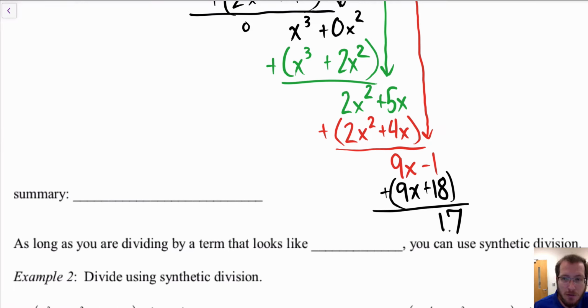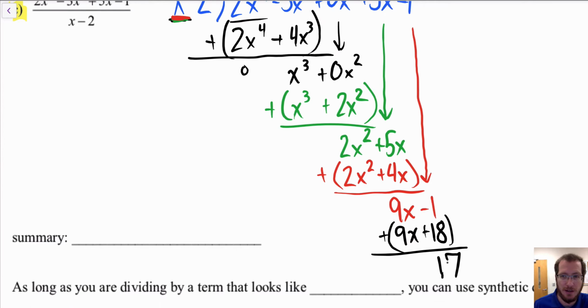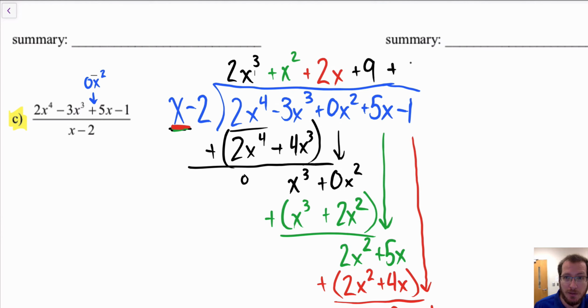Okay, and when we get down to our constant, there's no polynomial we can multiply by x to get any constant. This one specifically is 17, so that's our remainder. If we were in elementary school, we would just put a capital R and then a 17, but we're not, so we say plus, and then we say 17 over whatever we're dividing by on the outside of our long division. All right, so our solution is 2x cubed plus x squared plus 2x plus 9 plus 17 over x minus 2. All right, to check that, we're going to use synthetic division.